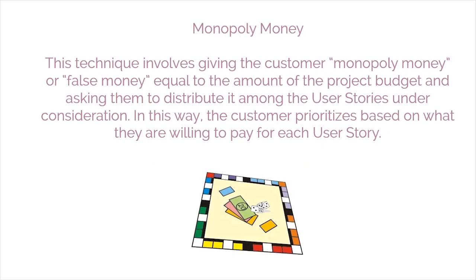C. Monopoly money. This technique involves giving the customer Monopoly money or false money equal to the amount of the project budget and asking them to distribute it among the user stories under consideration. In this way, the customer prioritizes based on what they are willing to pay for each user story.